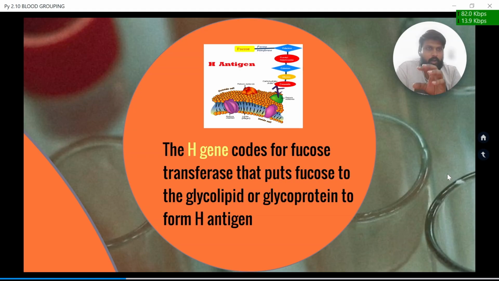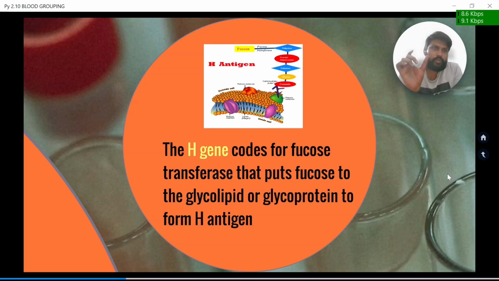So now coming to the O. It does not necessarily mean that O means absence of antigen. What we have is a structural based grouping. The H gene, which is present on chromosome 9, will be coding for Fucose transferase enzyme.